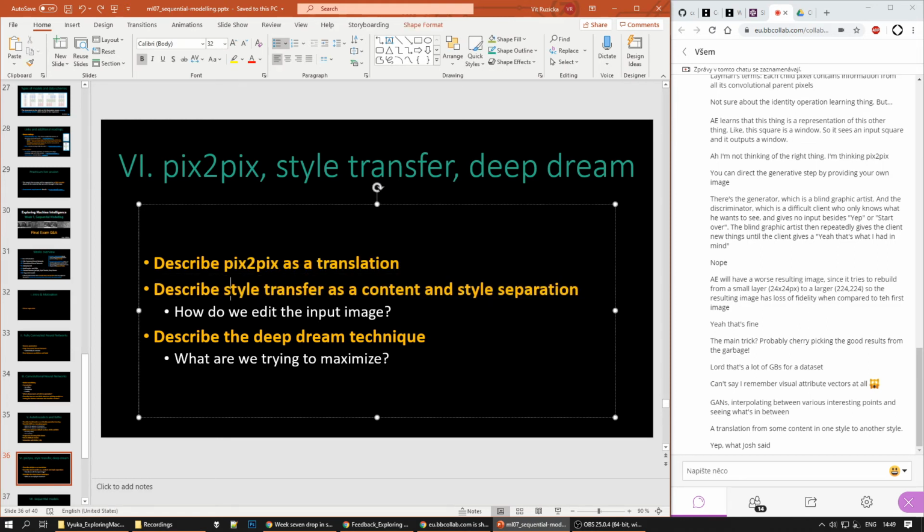What about style transfer, and why does it work? Why is it possible to separate something as a content representation and a style representation of one image? How could we do that? How can we separate the content representation of one image and then a style representation of one image?